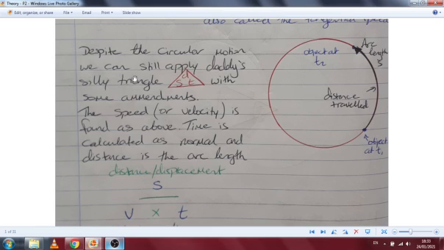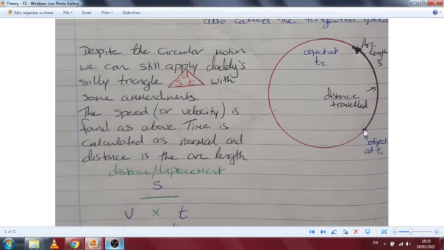Then we take another look, and like always with motion, we can apply the Dad-Silly triangle. So despite the circular motion, we can still apply the Dad-Silly triangle, DST, with some amendments. And again, it's a bit tricky in physics because distance is often displacement, which is given the letter S. Speed is often called velocity, which is given the letter V, but time is still time. So the speed or velocity is found as above. You would take the linear speed or the tangential speed as it's released in a circle. The time is calculated as normal, and the distance is the arc length.